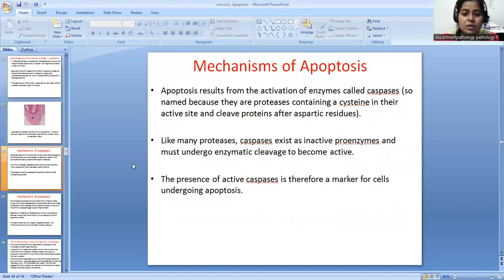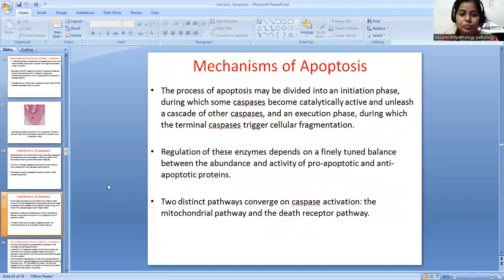Mechanisms of apoptosis. Apoptosis results from the activation of enzymes called caspases, so named because they are proteases containing a cysteine in their active site and cleave proteins after aspartic residues. Like many proteases, caspases exist as inactive zymogens and must undergo enzymatic cleavage to become active. The presence of active caspases is therefore a marker for cells undergoing apoptosis.